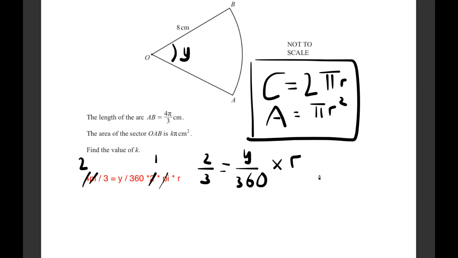Okay, so let me think about that. So 2/3 equals y over 360 times the radius. But we know the radius, don't we? I don't even have to write it as a letter. We know that the radius is 8 because we're given that. Okay, so we can simplify that even further. What's the easiest way of simplifying? Because we can work out what the angle is. Let's cancel that into 1. Cancel that, so that's 180.